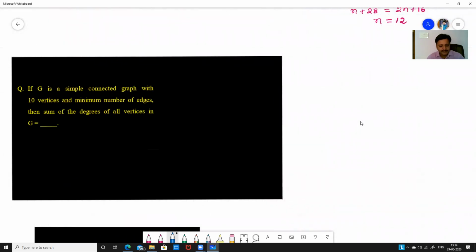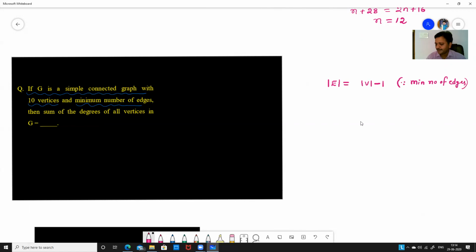If G is a simple connected graph, please look at this problem. If G is a simple connected graph with 10 vertices and the minimum number of edges, tell me how many edges there are now. First, I'll write the point. The number of edges must be equal to the number of vertices minus 1. The reason is they're asking for the minimum number of edges.